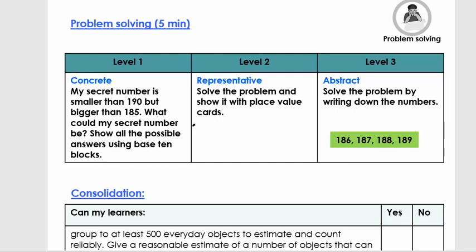Welcome back. Let's quickly see. I didn't give you tips to solve it because I first wanted you to try it by yourself. So my secret number is smaller than 190 but bigger than 185. What could my secret number be? Show all the possible answers using base 10 blocks. Now, if your child can say the possible answers, you don't have to show it with base 10 blocks.